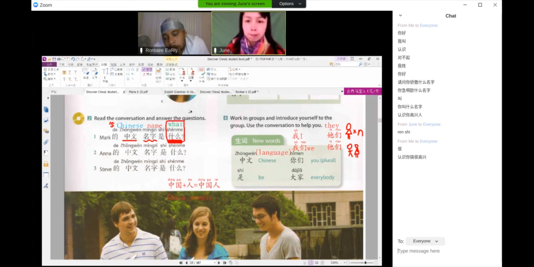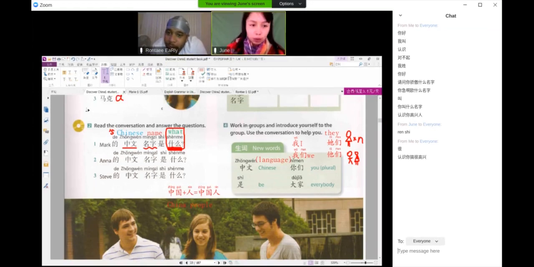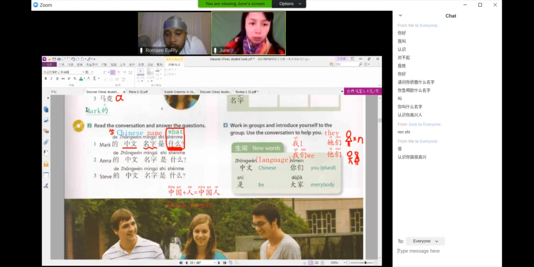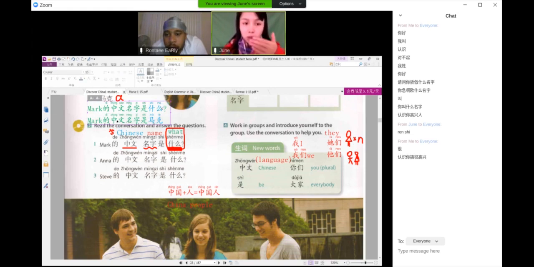Does that make sense? I think I would type it so you can see what I mean. Mark 的中文名字是马克. You know that's the Chinese name because it sounds exactly like Mark, right? As you see here, only this place is different, and this is the answer. So Mark's Chinese name is 马克. The order is the same as in English: Mark's 中文 Chinese 名字 name 是 is 马克, right?